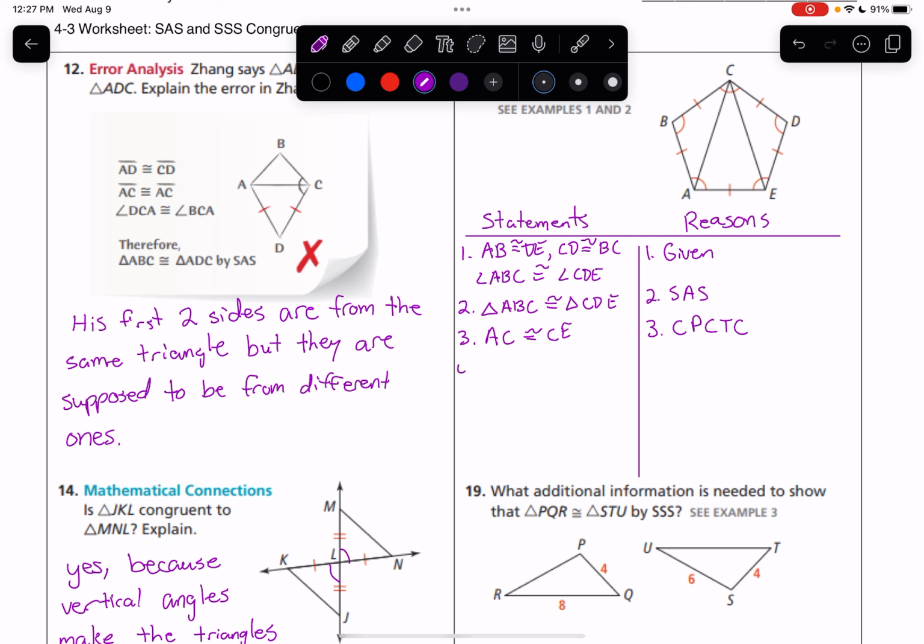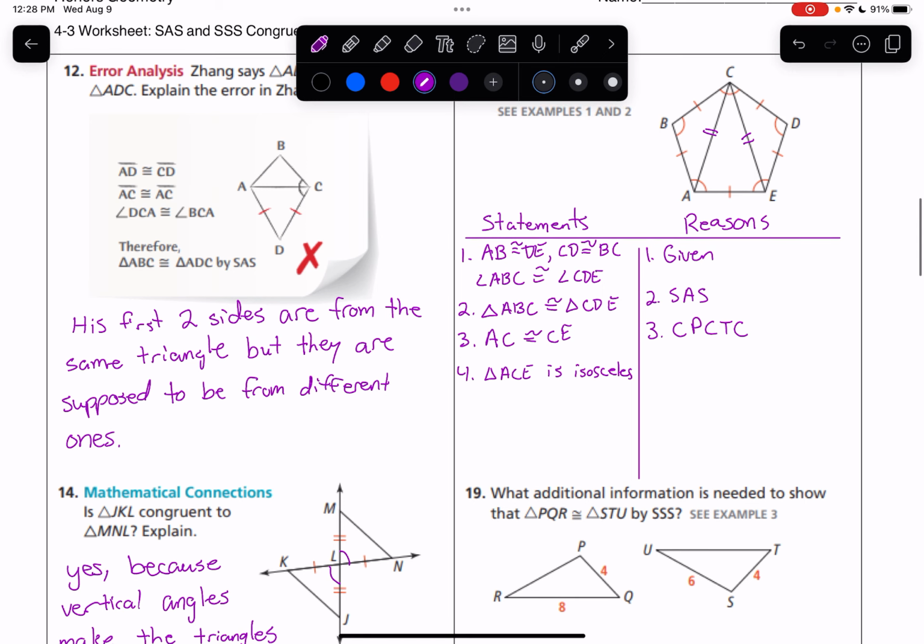All right, and then 4, once I know that these two are congruent to one another, I can say, because I'm proving that this triangle is isosceles, that triangle ACE is isosceles. And why? Well, it's because now I've shown that two sides of my triangle are congruent. And if two sides of a triangle are congruent, then by the definition of an isosceles triangle, it's isosceles.